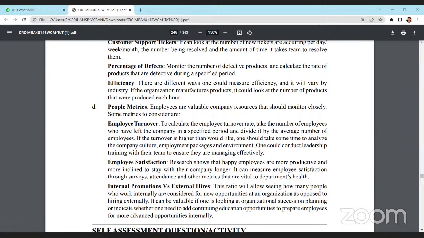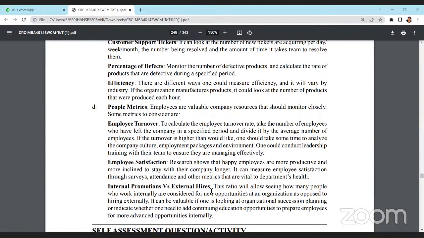And if the turnover is high, then we would like one to take some time to analyze the company culture, employment packages, and environment. One could even conduct leadership training for the team to ensure that they are managing effectively. Next, we have employee satisfaction. Research says that happy employees are more productive and more inclined to stay with their company for a longer period. One can measure employee satisfaction through surveys, attendance, and other metrics that are vital to the department's health. Next, we have internal promotions versus external hires.